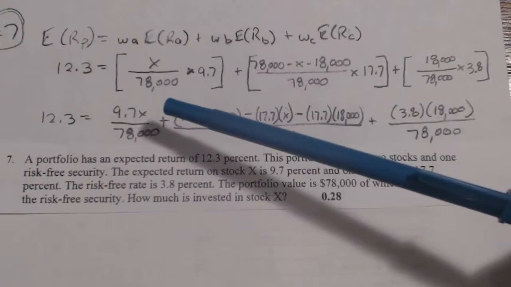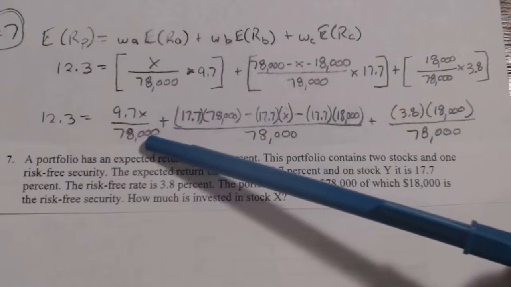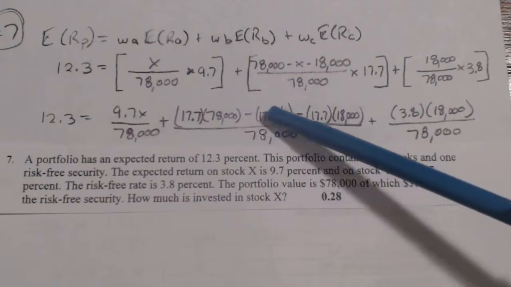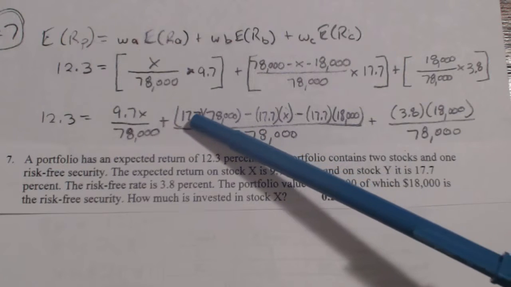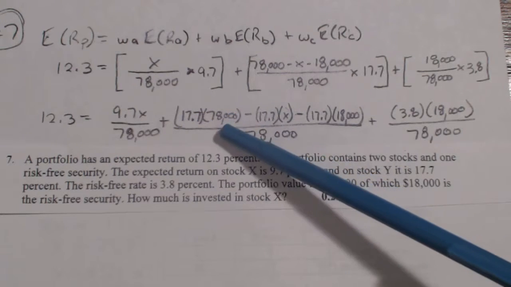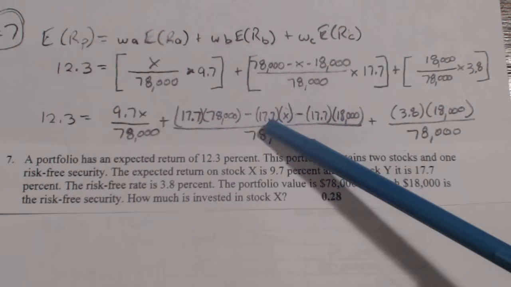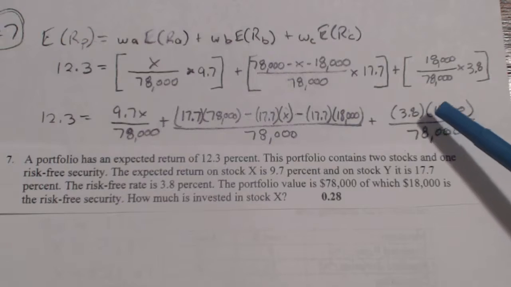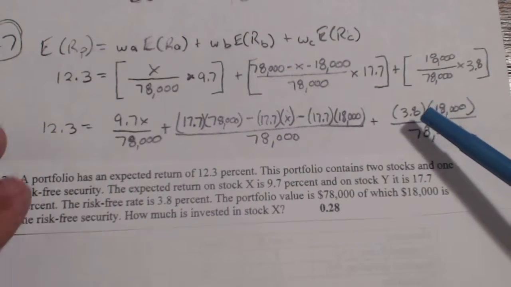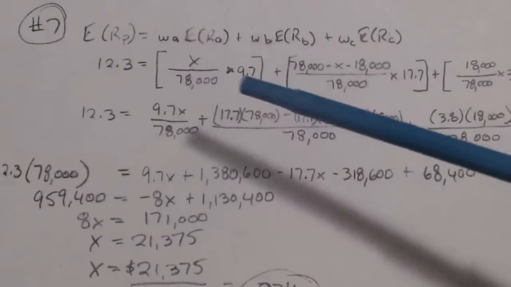So you just go through and multiply these all together. This comes out to 9.7x over 78,000. You make sure you keep your plus and minuses correct. This is 17.7 times the 78,000. This is 17.7 times the negative x, so that'll be negative, and this will be negative. And then you multiply these two together. So after this, it's just simple mathematics. Keep it going.